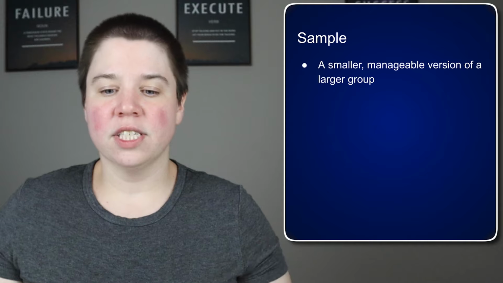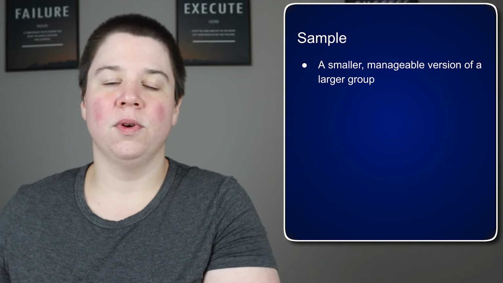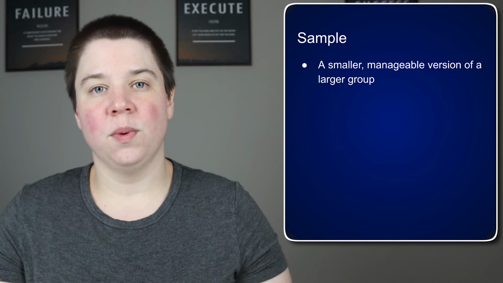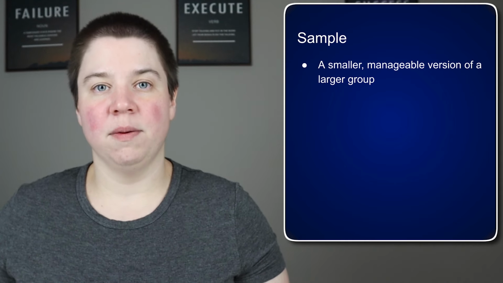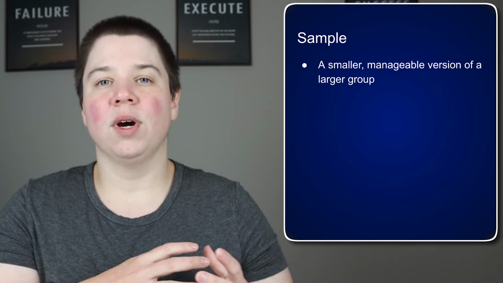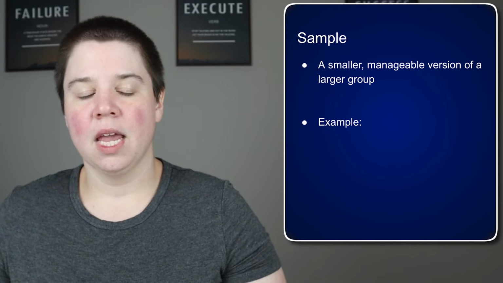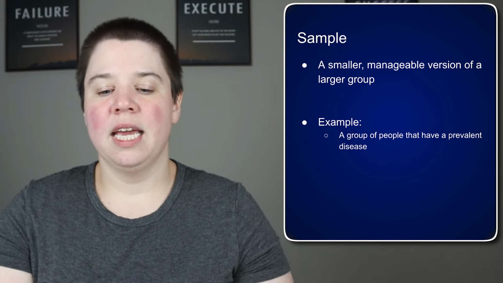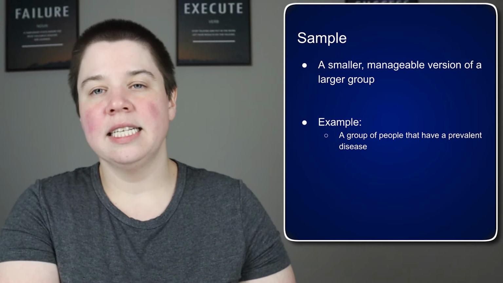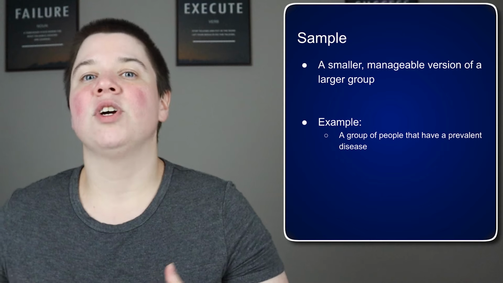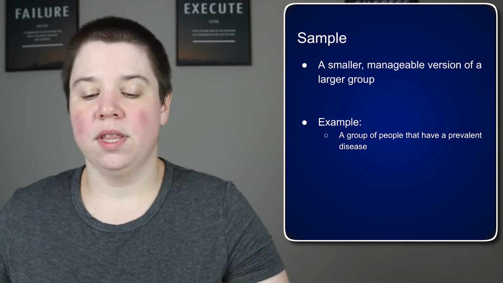On the other hand, your sample is a smaller, more manageable version of the larger group. And one of the things that we want to do with our samples is make them representative of the population. We don't want a sample to not be completely representative of the population. So an example would be, if you were studying a disease, a smaller group of people that have that disease, instead of trying to find every single person with the disease.